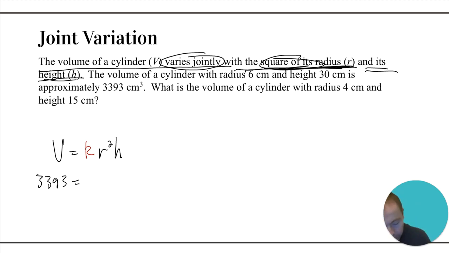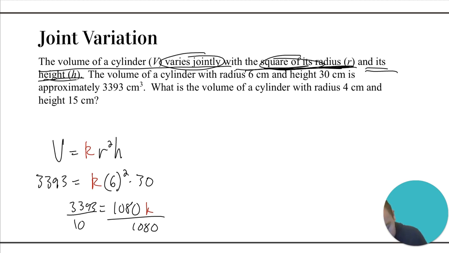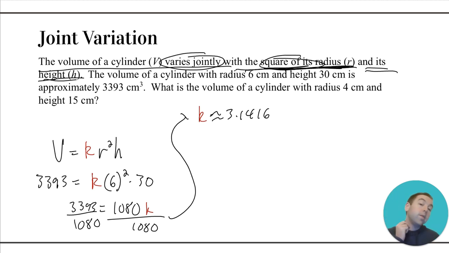We can plug this in for the volume. It's going to equal the constant of proportionality multiplied by r squared. The radius is 6, so we want 6 squared, and the height is 30. So you have 36 times 30, which comes out to 1,080, and then times your constant of proportionality should be equal to 3,393. If you divide by 1,080, you can figure out the constant of proportionality. And then we get that k is about 3.1416.